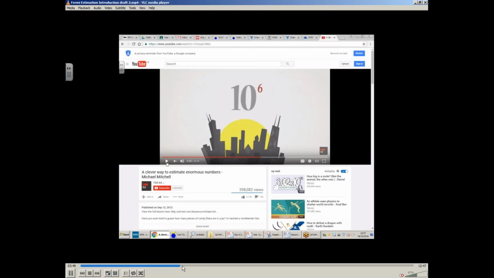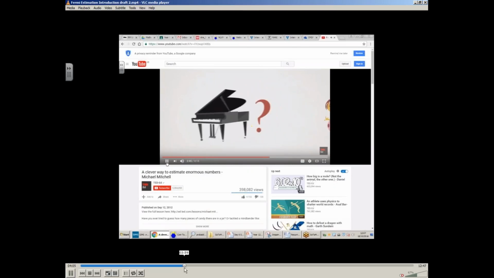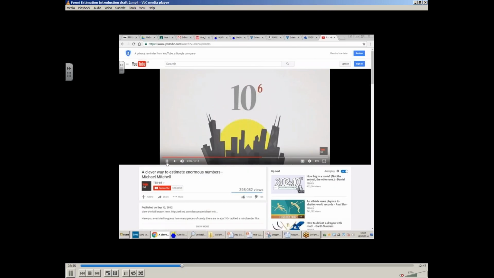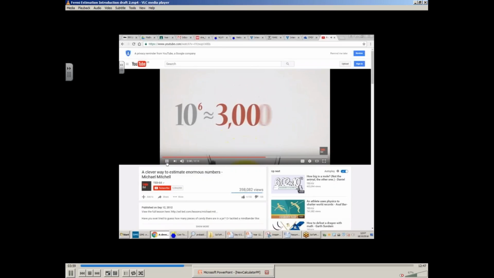Okay, 1 million people in Chicago. Oh, by the way, the actual population of Chicago is 3 million, but in terms of really rough estimations, 3 million, that's okay, because it's in the millions. Right, so there is our Fermi's estimate for the population of Chicago.